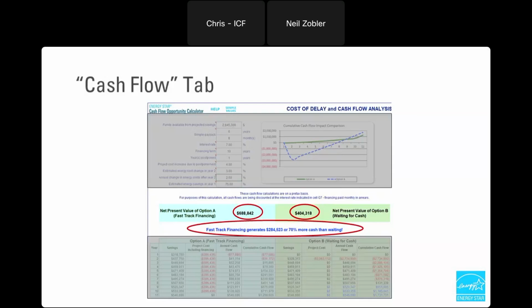This is the true cost of delay. We did this with a school district on the West Coast on behalf of EPA Energy Star. They had a 5-year build-out program. And after looking at this chart, they decided to hire more energy service companies to get the project done faster because they realized that that is a better financial decision than delaying it.